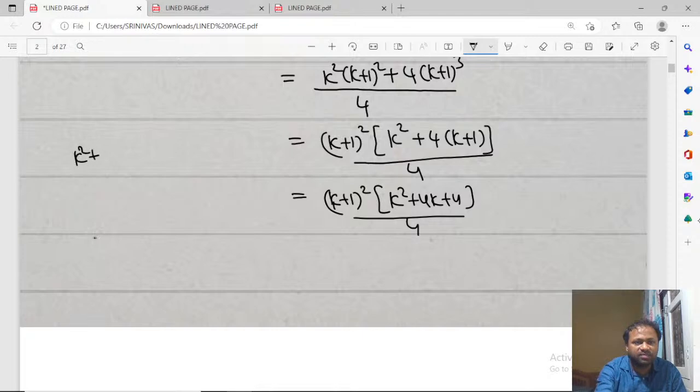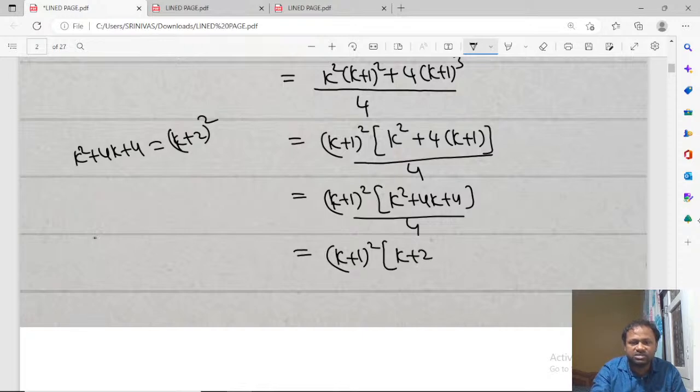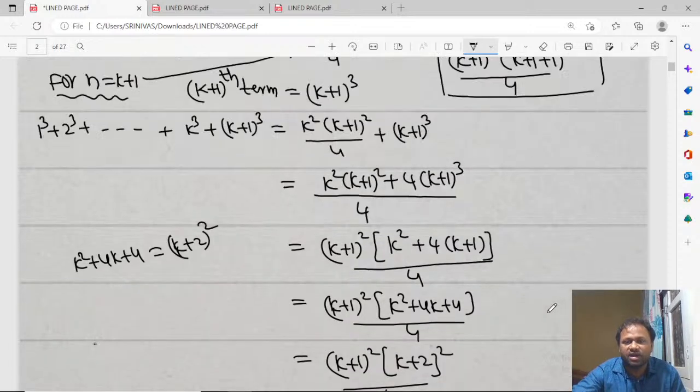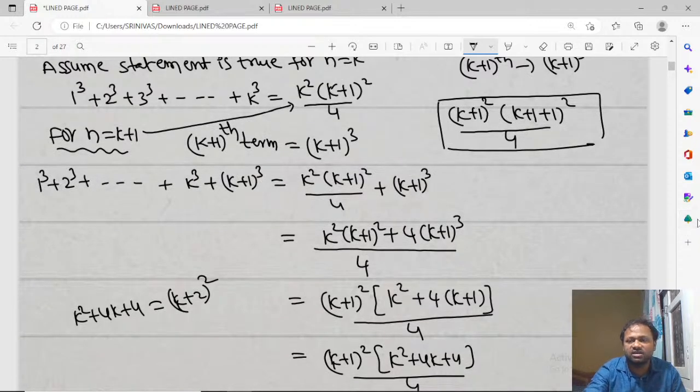So k square plus 4k plus 4 we can write as k plus 2 whole square, the a plus b whole square form. So we can write it as k plus 1 whole square into k plus 2 whole square divided by 4. That means k plus 1 whole square into k plus 1 plus 1 whole square divided by 4. So as we expected, this is the condition, and we got that condition.